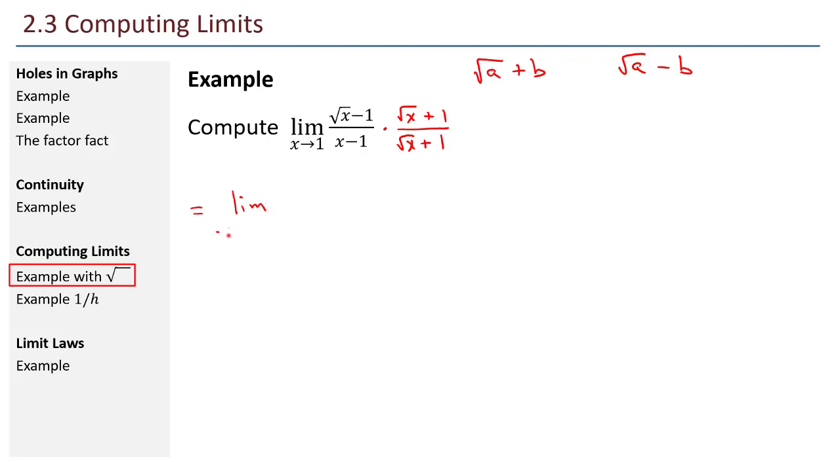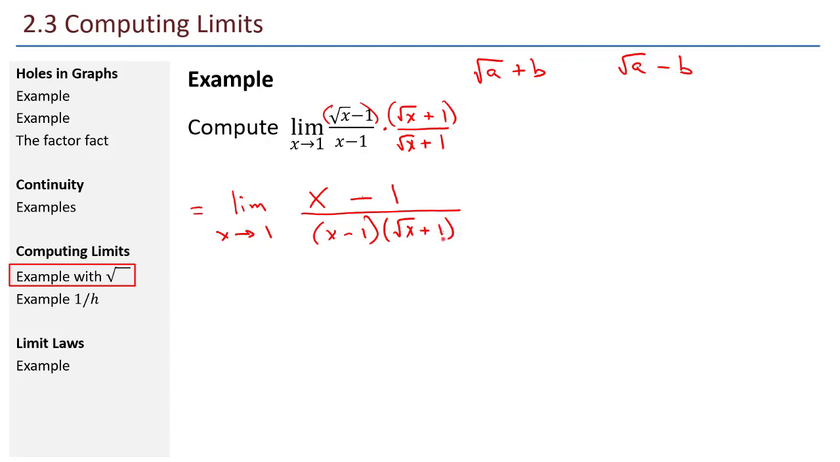So this becomes the limit as x goes to 1. And what happens when I expand the top? I use FOIL to multiply those two together, and I get x plus the square root of x minus the square root of x, so they fall away, minus 1. And this is really why we multiply by the conjugate. It just simplifies things so nicely. In the denominator, let me just leave that in factored form: x minus 1 times the square root of x plus 1.